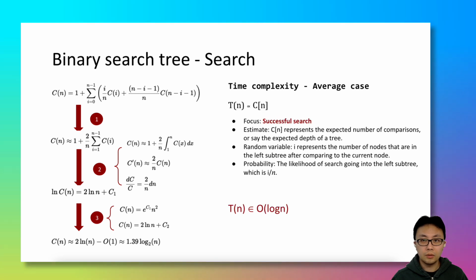Based on that, we can conclude that the time complexity grows at the rate of log n, expressed as Tn belongs to big O of log n, regardless of whether the search is successful or not. Tn, the time complexity, grows at the rate of log n in the average case.